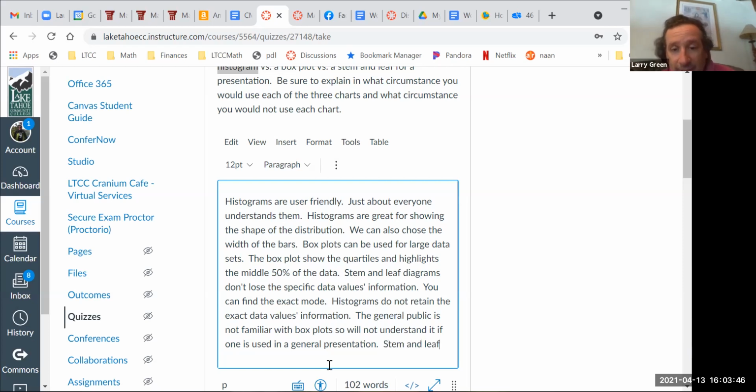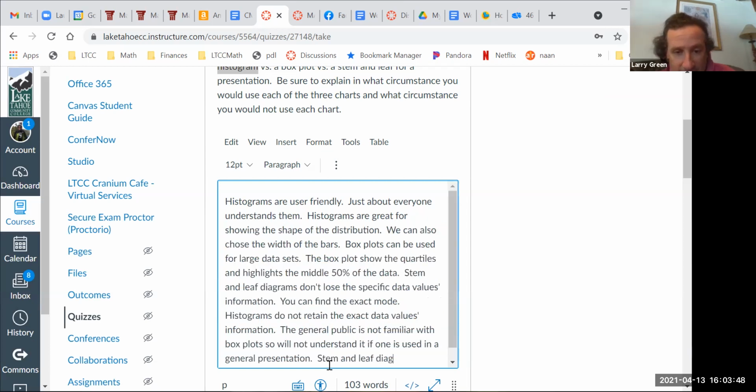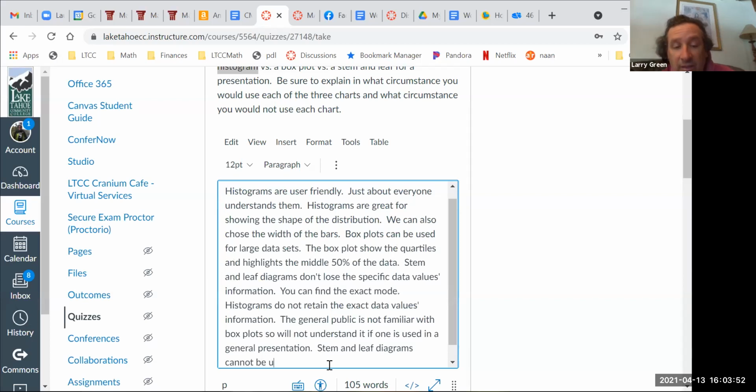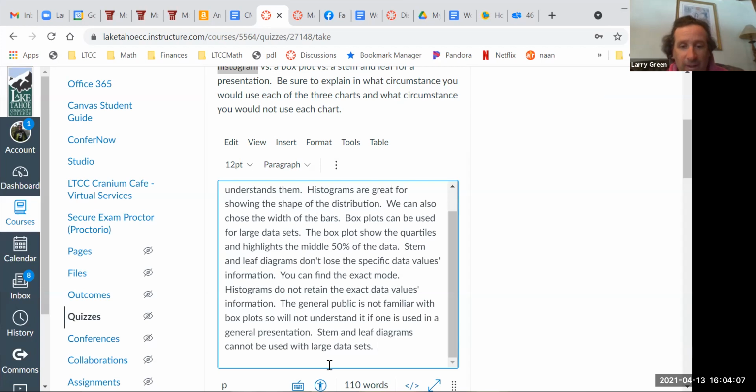Stem and leaf diagrams cannot be used with large data sets. You just can't fit them on the paper. Does that make sense? Or on the PowerPoint screen, or whatever you're presenting. So you can't use a stem and leaf for large data sets.